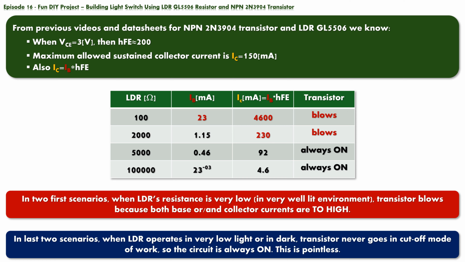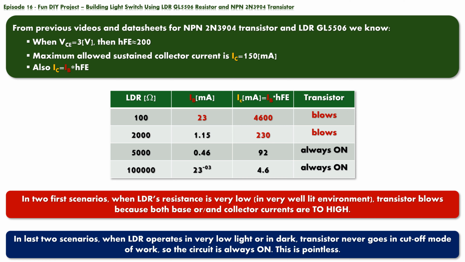Not good, right? So, when LDR is in well-lit environment, collector current exceeds recommended 150 milliamperes, and some. In special scenario, when LDR's resistance is very low, both base and collector currents are way above safe limits. So, in both scenarios, when LDR's resistance is equal or less than 2000 ohms, transistor blows, whether collector current being too high, or base current being too high, or both of them being too high.